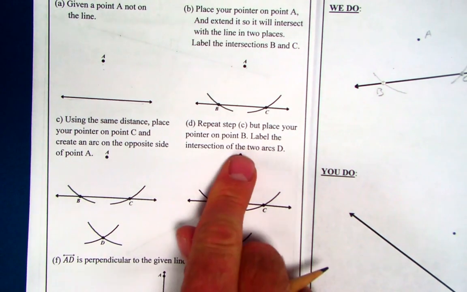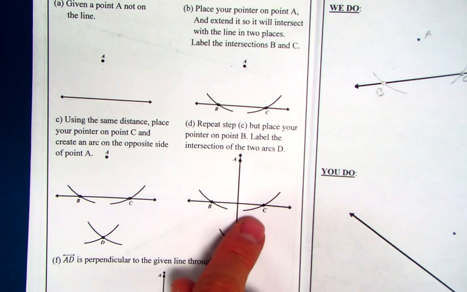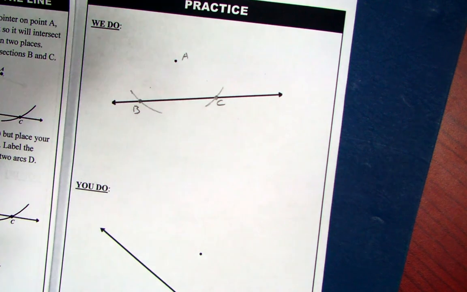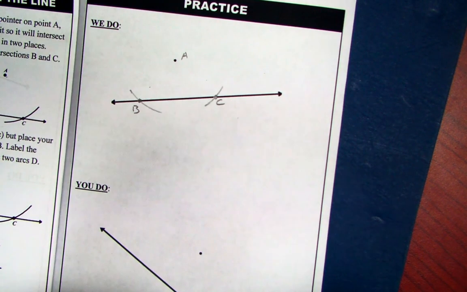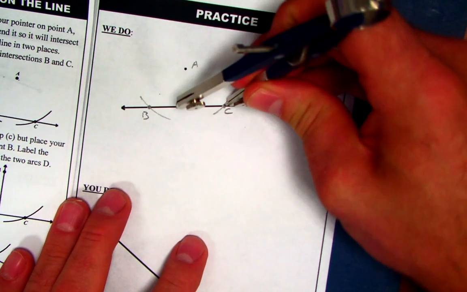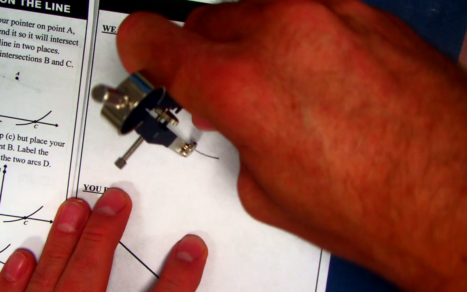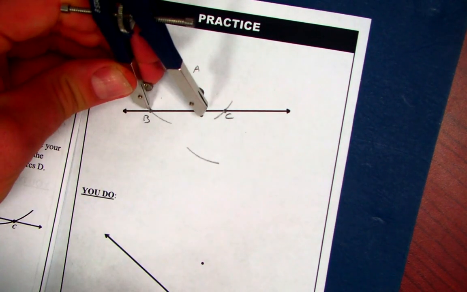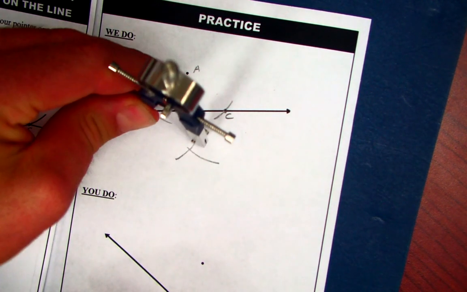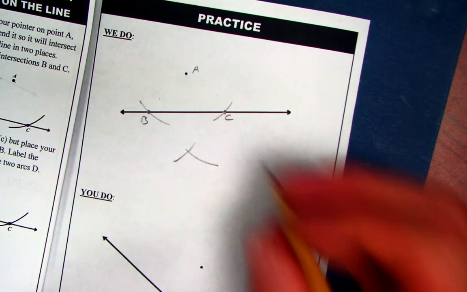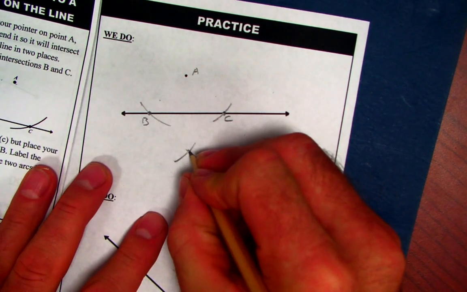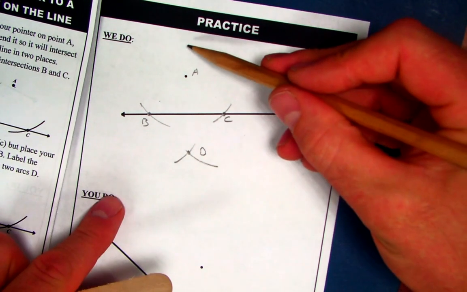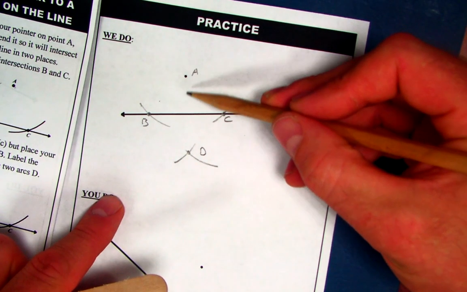And we're going to repeat that step. We're going to put our pointer at B and make an arc. Okay, so we're going to keep our compass open the same distance. We're going to put our compass at C and make an arc below the line. Hopefully that's long enough. And then we're going to come over here to B. We're going to make an arc below the line. Well, we've created a point of intersection. We're going to call that D. And now all we have to do is draw the line or construct the line AD.